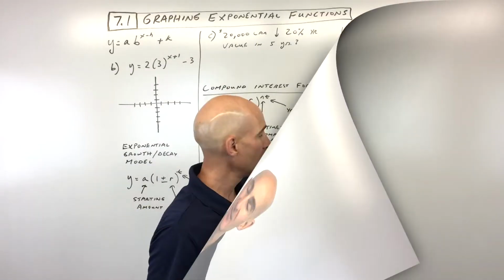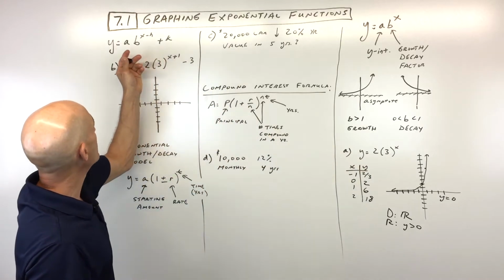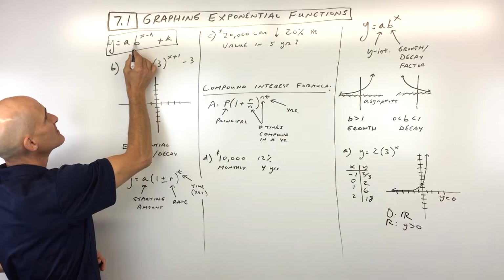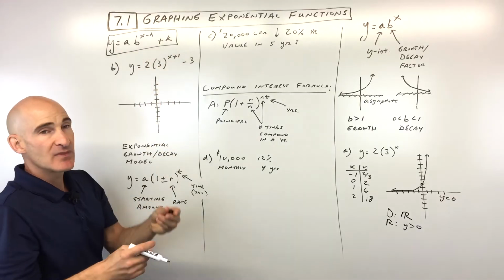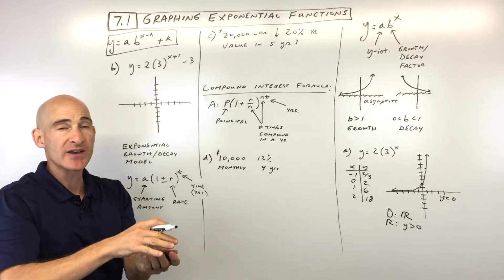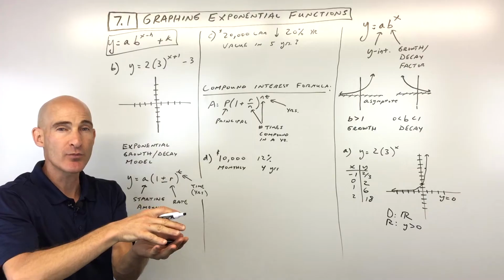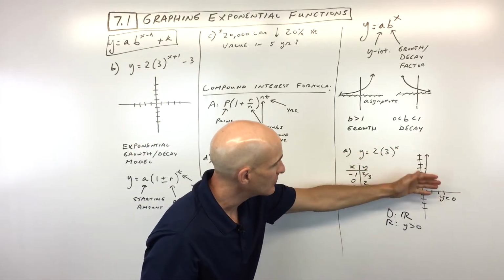Now let's get into a little bit more general example. You can write this formula like this: y equals a times b to the x minus h plus k. What the a does, it's like a vertical stretch or compress. So if a is greater than 1, we call it a stretch. If it's between 0 and 1, we call it a compress. If it's negative, it's going to reflect that graph over the x-axis.